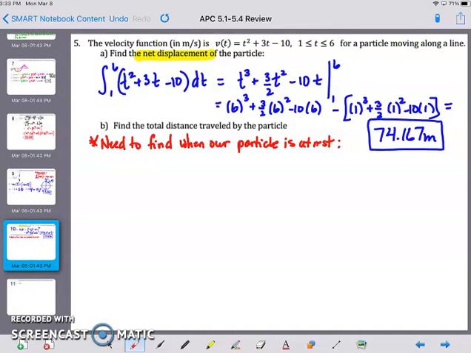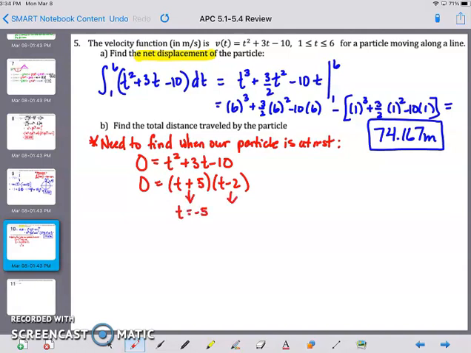So if I take my velocity function and I set it equal to 0, then I have 0 is equal to t squared plus 3t minus 10. And this is an easy factoring problem, right? Two numbers that multiply to make negative 10, but add to make positive 3 are going to be t plus 5, t minus 2, okay, which is going to give us t is equal to negative 5 and t is equal to positive 2. Well, obviously, if t is representing time in seconds, then t equals negative 5 doesn't make any sense, and only t equals positive 2 makes sense.